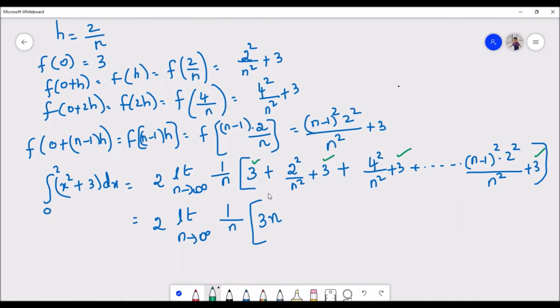So it is n terms total. Now coming to the next part. How can we group the next part? Everywhere we can see 1 by n square is common, so let me take 1 divided by n square outside.